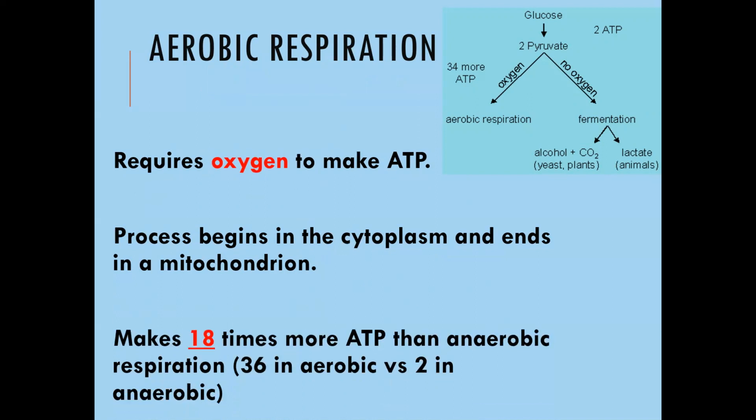It's going to make 18 times more ATP than anaerobic respiration. So remember how I said anaerobic was super inefficient because it only made 2? Well, aerobic is going to make 36 ATP throughout all the steps. So 18 times more, super efficient compared to anaerobic.